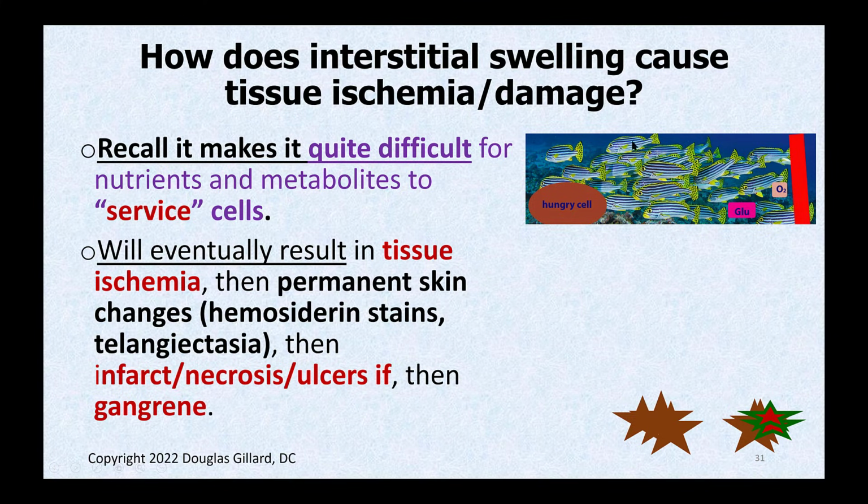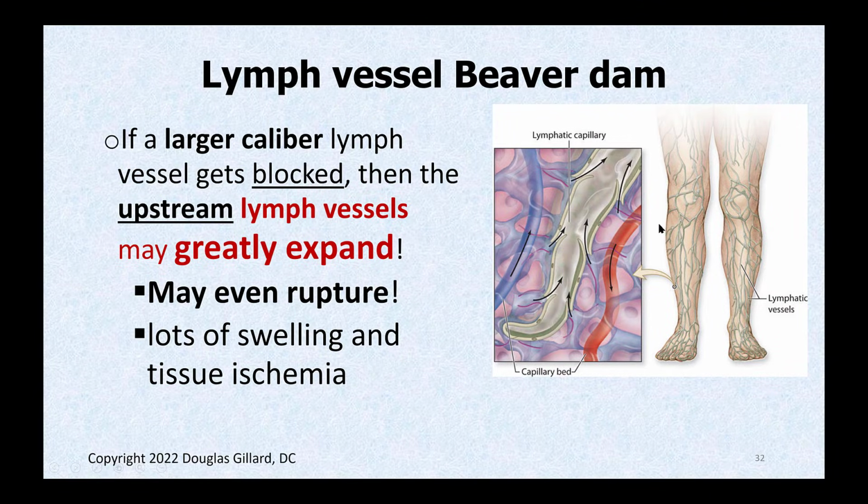So if you have the interstitium overfilled with water molecules because the lymph system can't drain this extra fluid away, well, glucose and oxygen and nitrogen have trouble feeding the cells, and the cells can start to die. They can start to hurt, and you can get ulcers and gangrene and the whole nine yards from this. So yeah, they can occur.